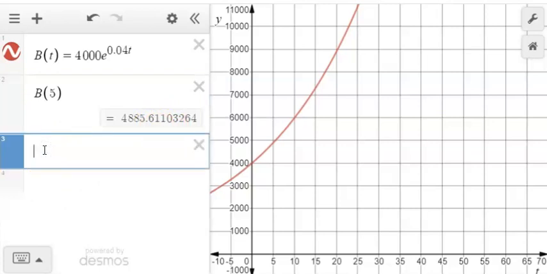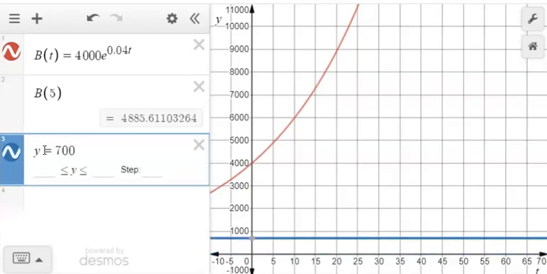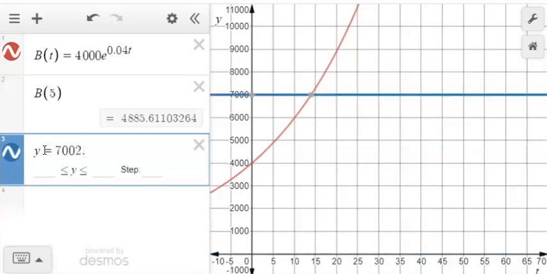Part B says, what is the value of t when B of t equals $7,002.70? Well, you can just type in y equals $7,002.70. And what will happen is it'll place a line on the graph for you, and it'll actually show you that point. So if you click on it, you'll be able to see that 14 is the value for t, or time, in this situation. And so on your paper, you would say in 14 years, the balance in the account is $7,002.70.